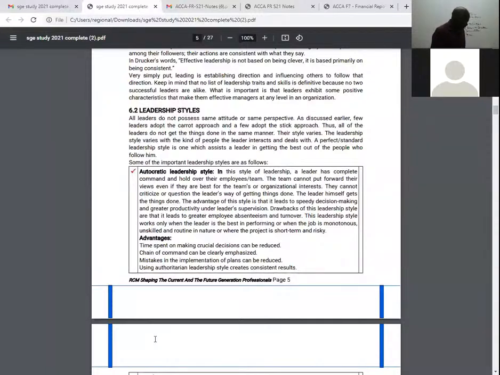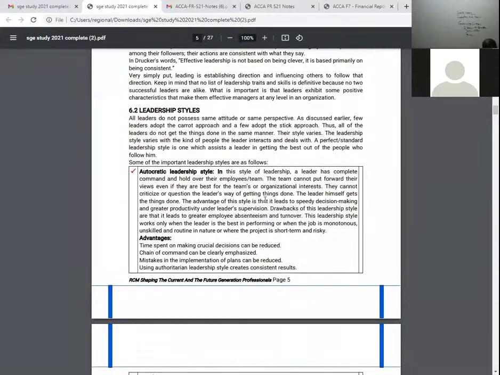If your father was the kind of a man who would not listen to you as his children, automatically this person was what? Yeah, autocratic. So autocratic leadership style, in this style of leadership, a leader has complete command and hold over their employees' team. The team cannot put forward their views, even if they are best for the team's or organizational interests. They cannot criticize or question the leader's way of getting things done. The leader himself gets the things done.